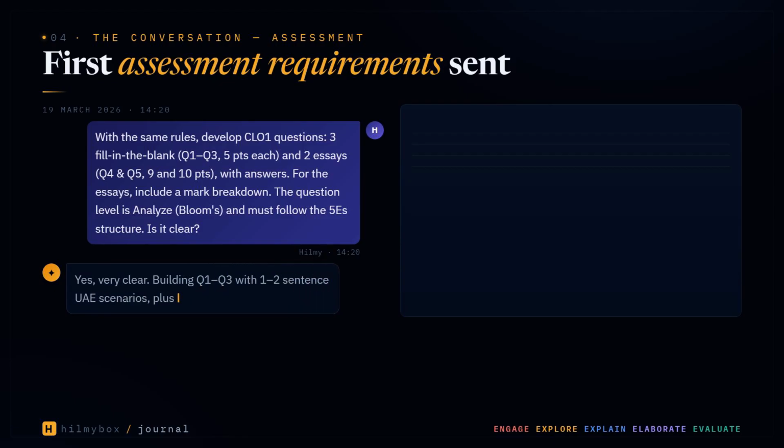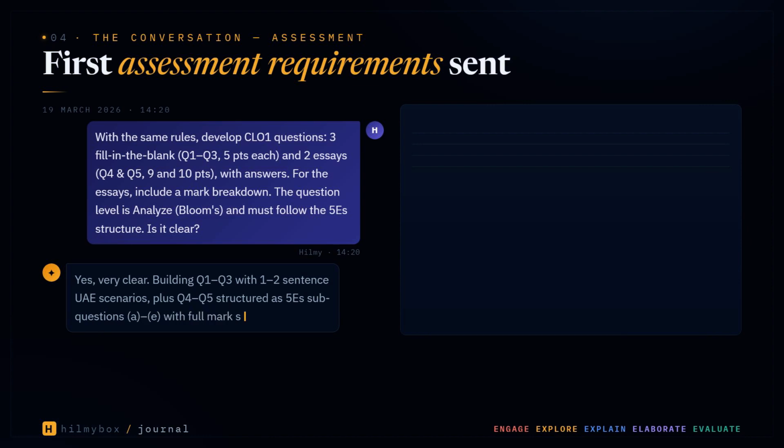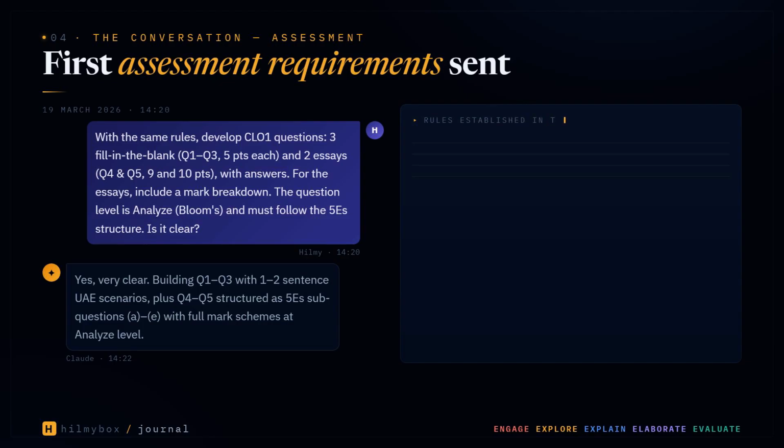Is it clear? Claude replied, yes, very clear. Building Q1 to Q3 with 1 to 2 sentence UAE scenarios, plus Q4 and Q5 structured as 5Es sub-questions, A through E, with full mark schemes at analyze level.